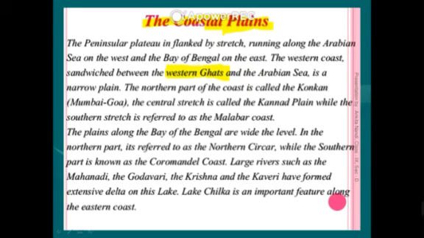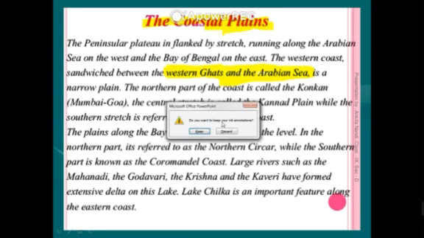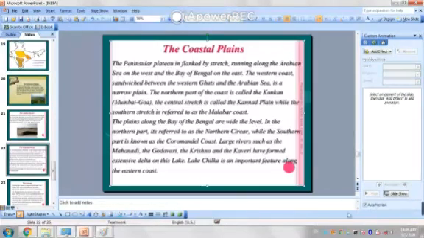The western plain is located between the Western Ghat and the Arabian Sea. And the eastern plain is located between the Bay of Bengal and the Eastern Ghat. That means the coastal plain divides into two categories: the western plain located between the Western Ghat and the Arabian Sea, and the eastern plain located between the Eastern Ghat and the Bay of Bengal. Okay, so these are the important physical structures.